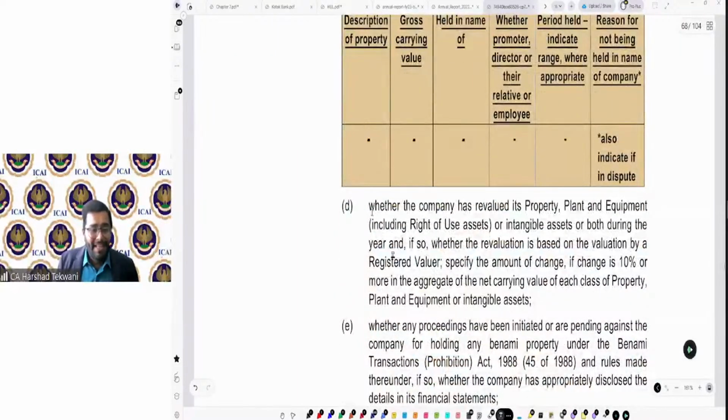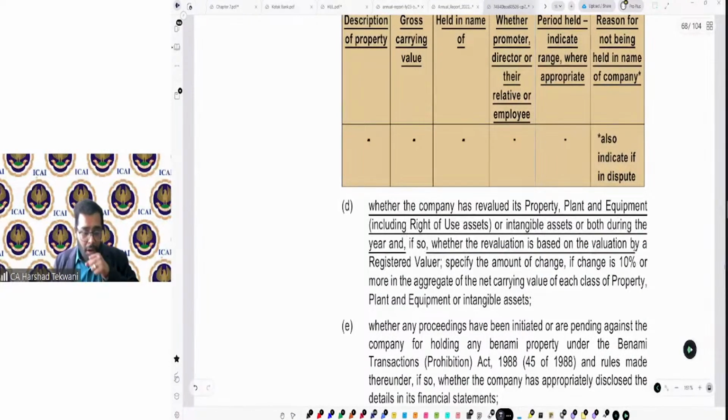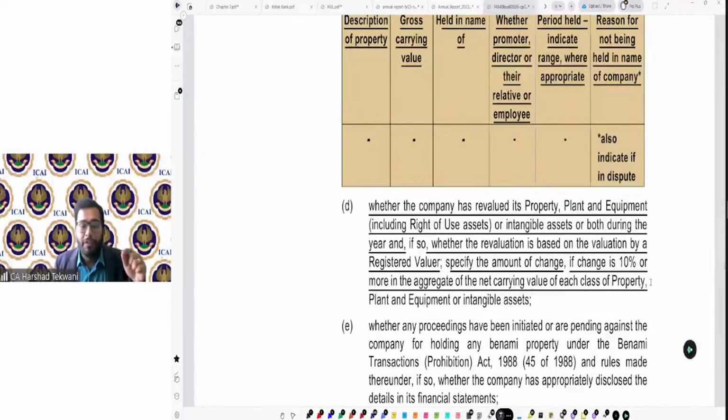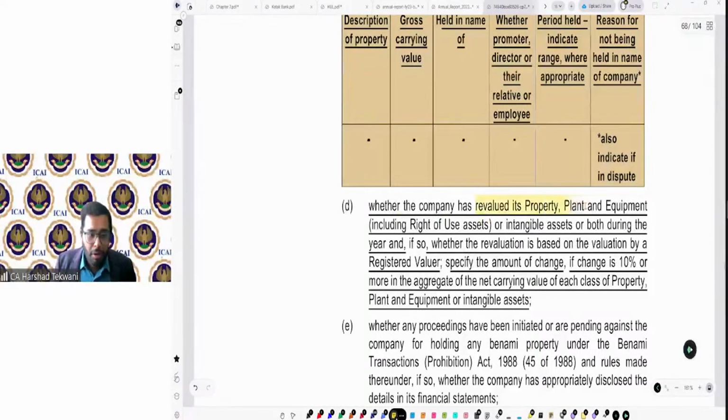Then, whether the company has revalued its property, plant and equipment or intangibles or both during the year. If so, whether the revaluation is based on a registered valuer, and specify the amount of change if the change is more than 10% in the aggregate of the net carrying value of each class of property. So again, whether there has been revaluation of property, plant and equipment or intangibles. If yes, then whether the revaluation is based on a registered valuer, yes or no.